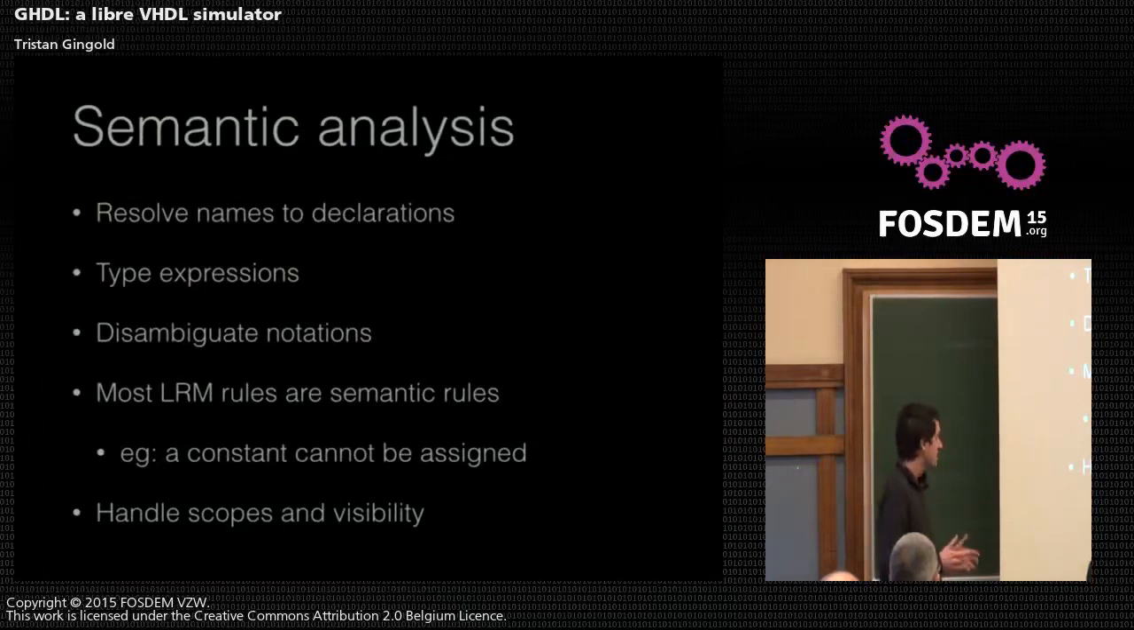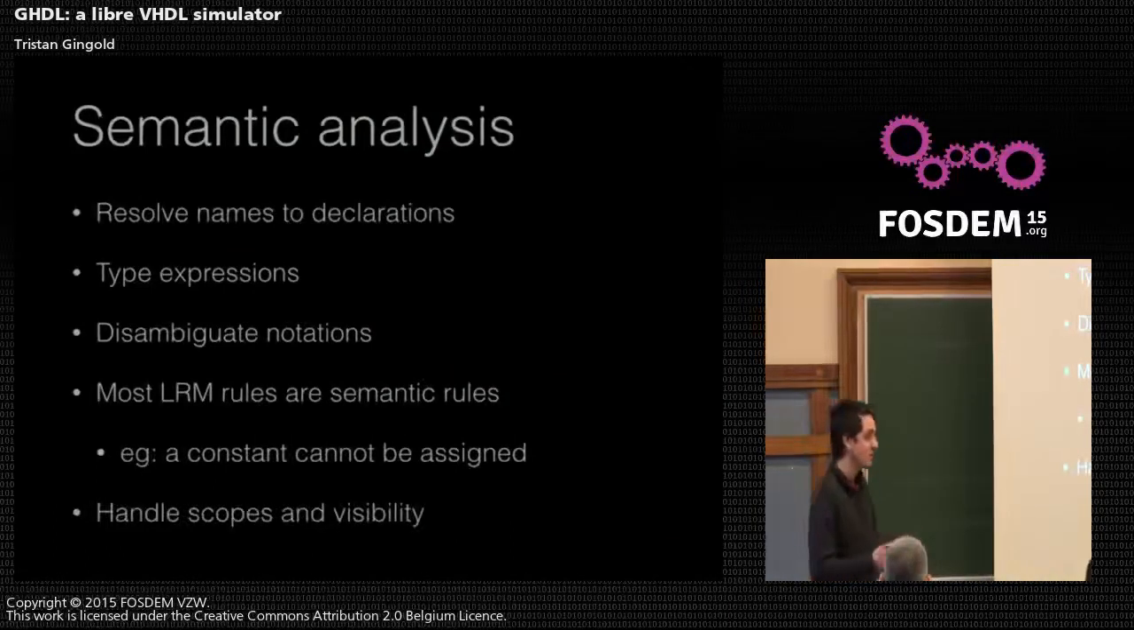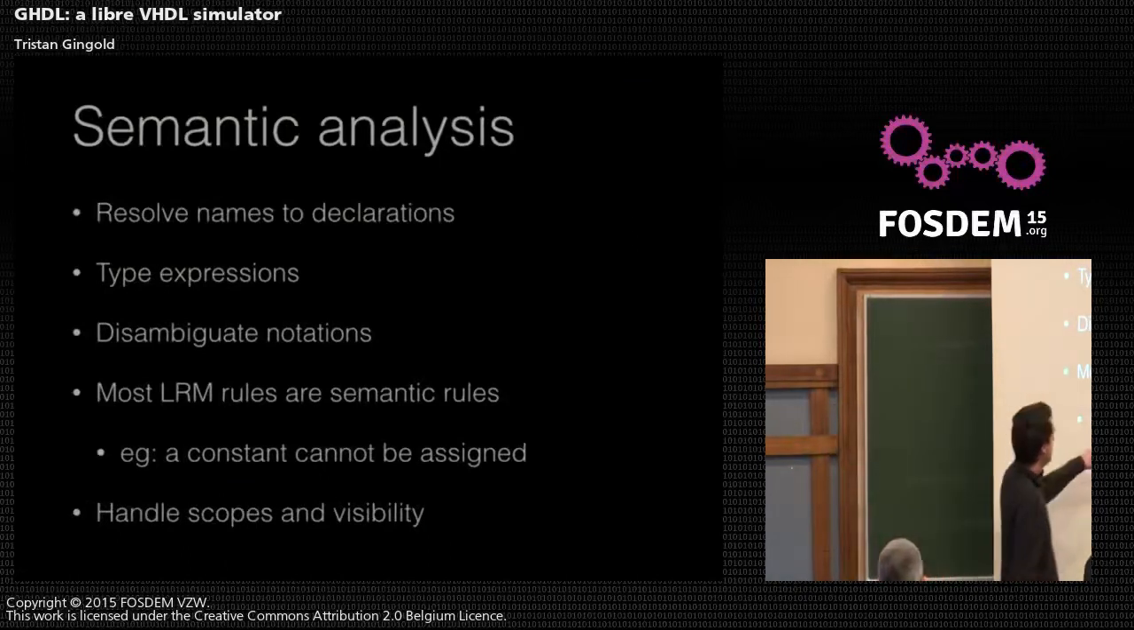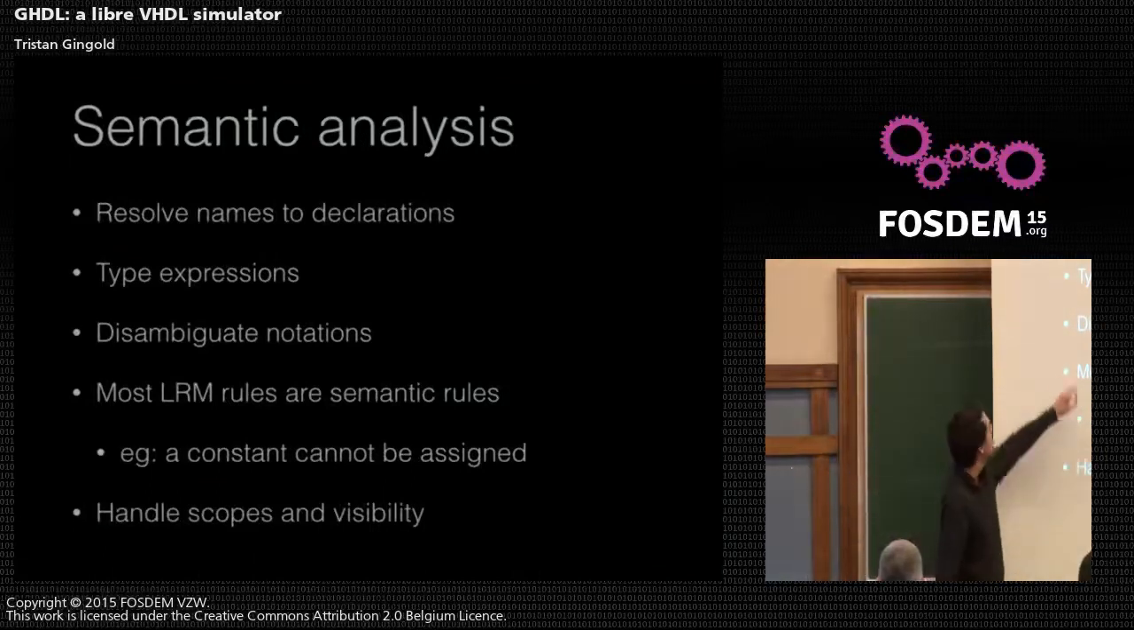This pass is the largest pass because most of the rules of the language are expressed in terms of semantics. For example, "a constant cannot be assigned" is not a rule written in the grammar, it's a rule written in the semantics. So if you write A := B, you have to know what A is to apply this rule. And you know what A is only when you resolve the name. And there is also handling of scopes and visibility.